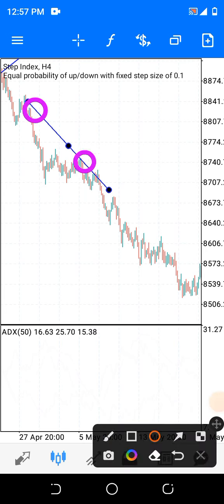Now your entry should be on the third touch. This is the first, here is the second touch. Now the touch happens here, and here you need to make a sell entry. That's where you need to make your sell entry.